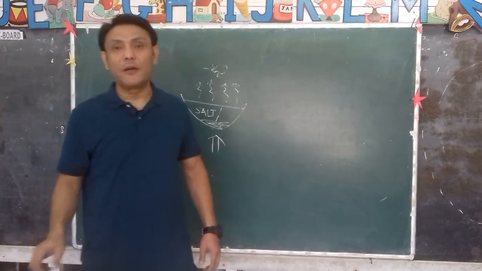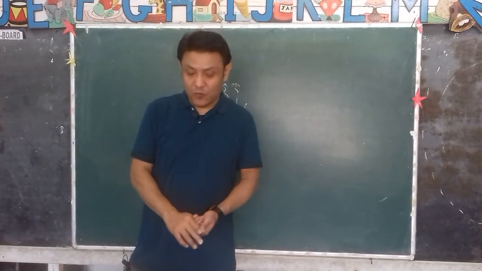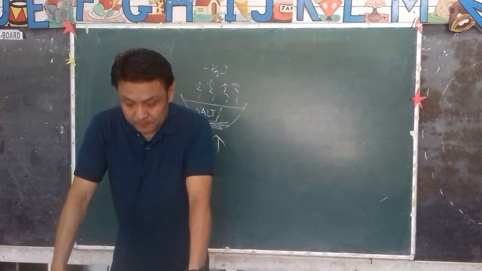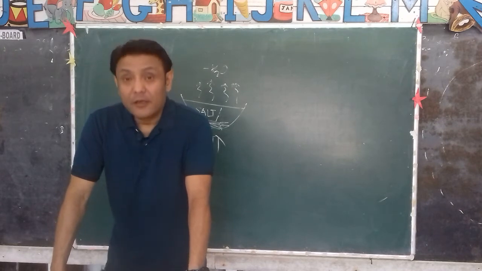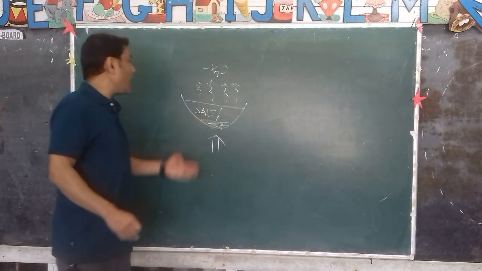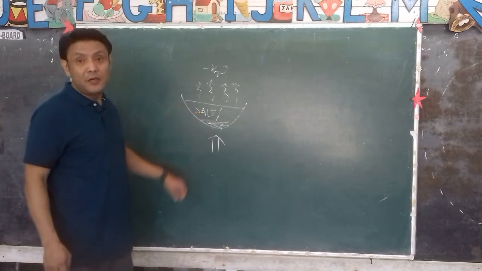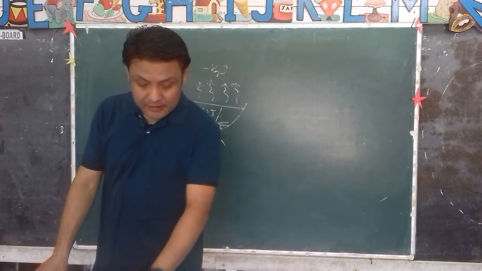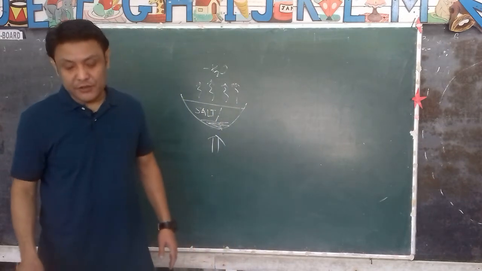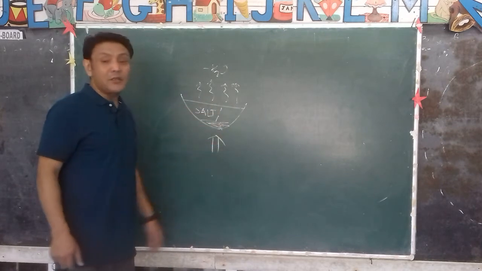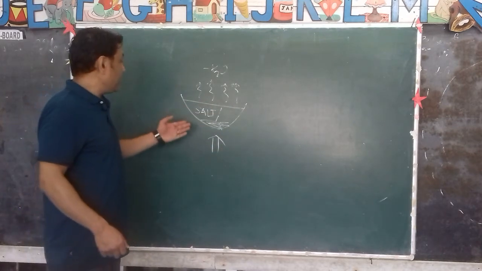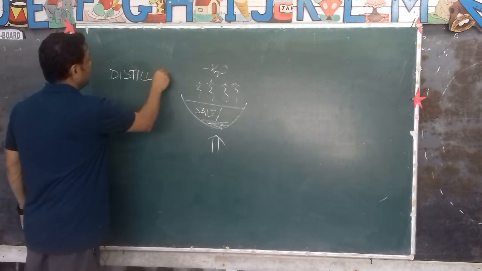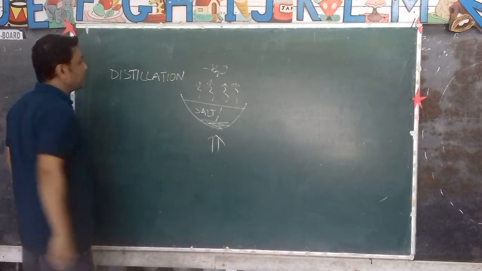So evaporation is a process in which liquid is converted into its vapor. Okay? So this is how we get salt from the seawater. Now, another way which we can use to separate again the salt and water is called distillation. Not only evaporation but distillation.